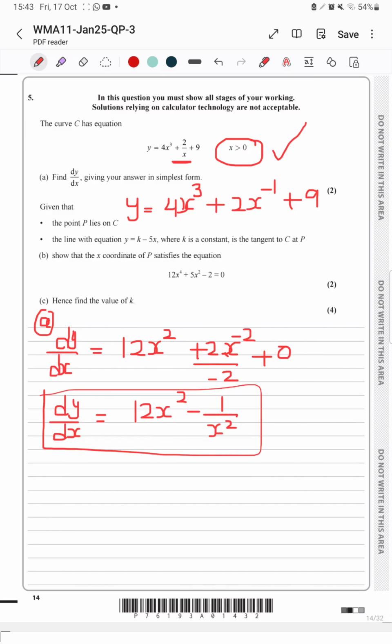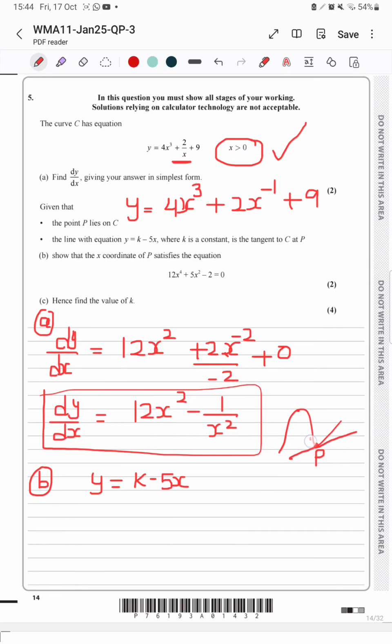Then they said given that P lies on C, P is a point lying on C, and the line with equation y equal to k minus 5x, where k is a constant, is a tangent to C at P. So I am going to solve the B part now. Let's say this curve is something like this, and there is a certain point, it can be any point, and there is a tangent at this point P we are drawing.